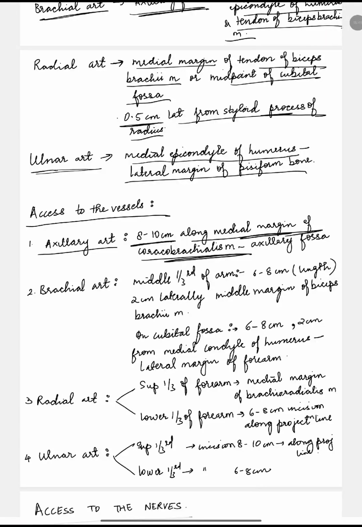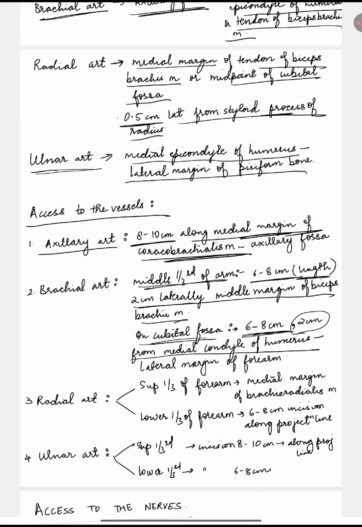Now brachial artery, it is the medial 1/3 of the arm, 6 to 8 centimeter in length, 2 centimeter lateral of the medial margin of the biceps brachii muscle. Next on the cubital fossa, 6 to 8 centimeter and 2 centimeter from the medial epicondyle of the humerus to the lateral margin of the forearm.